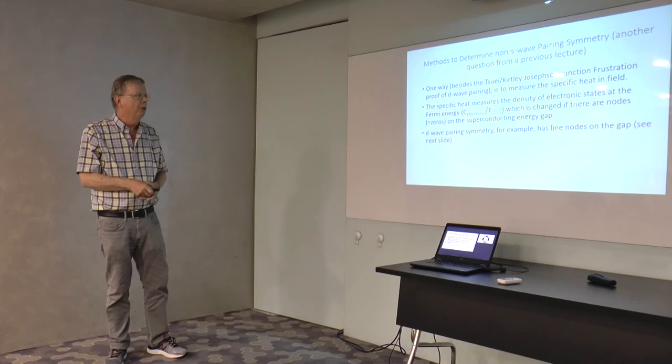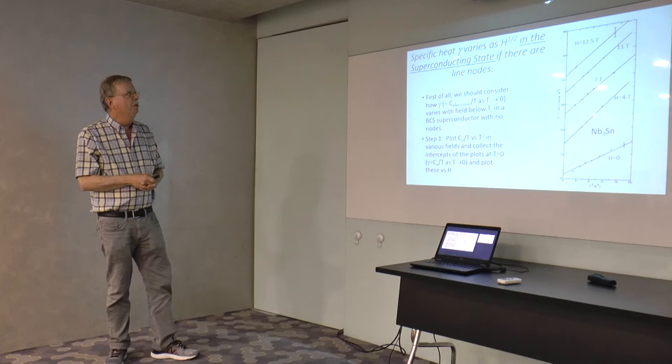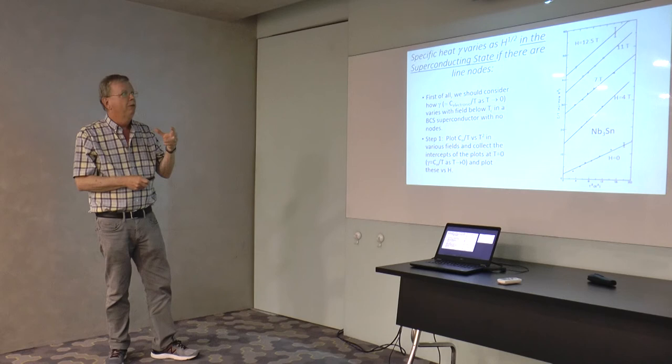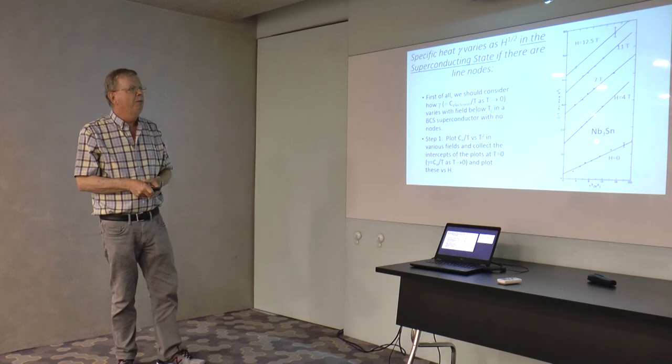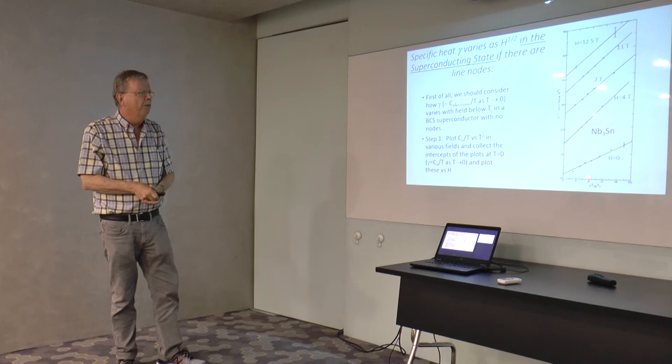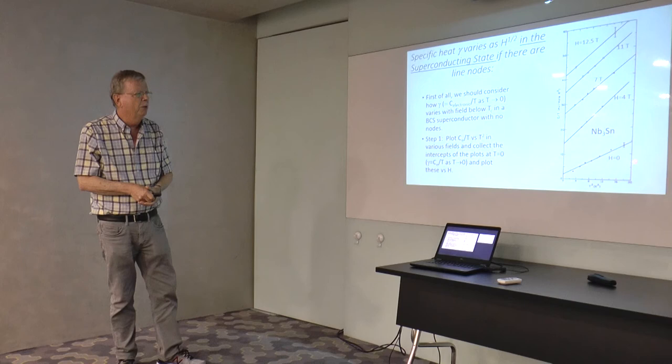So the claim is, and we'll talk about this, that this electronic term in the specific heat in the superconducting state, this is not in the normal state, this is in the superconducting state, goes as the square root of field if, and then we'll talk about if there are line nodes. So here is a BCS superconductor, 18 Kelvin, TC, and this is T squared, it's hard to read, but this is like 4 point some Kelvin, so we're way below TC.